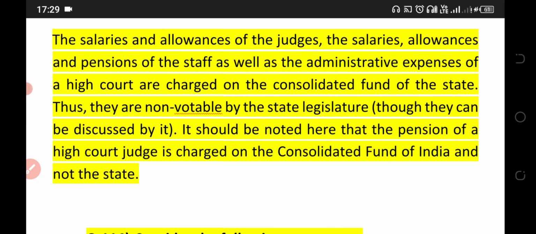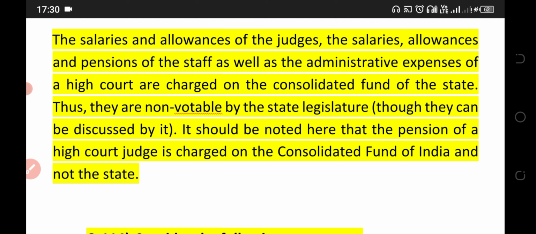The salary and allowances of the judges, the salary, allowances, and pension of the staff, as well as the administrative expenses of the high court, are charged on the consolidated fund of the state. ध्यान रहे, thus, they are non-votable by the state legislature.